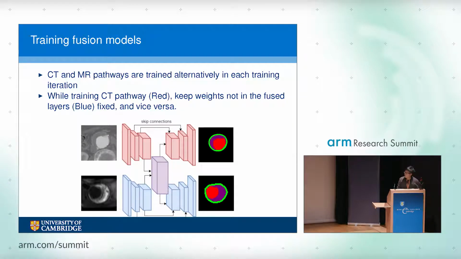While training this architecture, what we do is we train the CT and MR pathways alternately in each training iteration. For example, when training the CT pathway, which you can see is the red part, you will let the weights or parameters for the MR pathway be fixed, and then train the CT pathway. And in the next iteration, you will train the MR pathway, which is colored blue, while keeping the red part, which is the CT pathway, fixed.